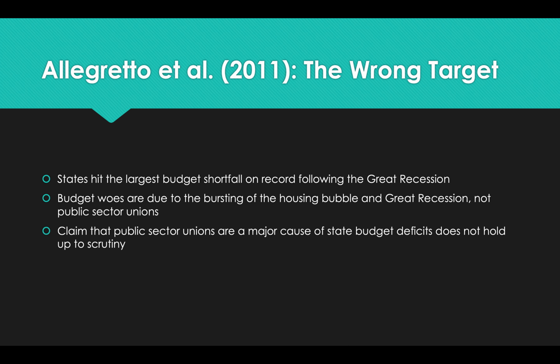So they argue that the numbers don't add up, and that the claim that public sector unions are a major cause of state budget deficits doesn't really hold up to scrutiny. So that's both of these policy briefs in a nutshell.